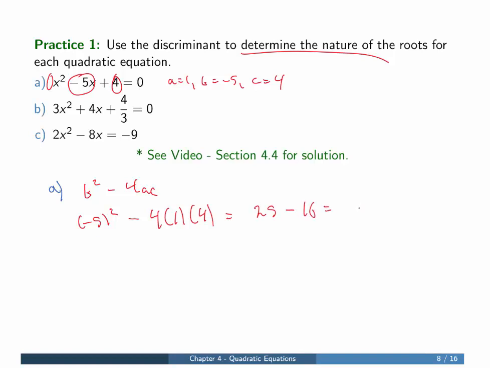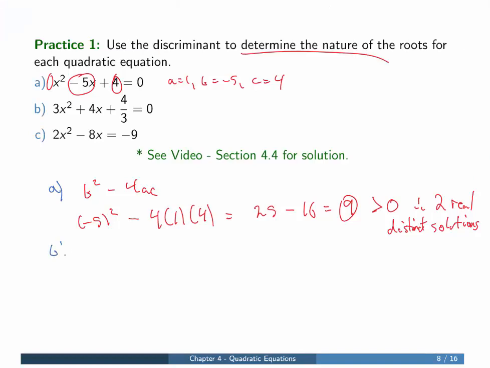At this point, I actually don't care what this comes out to be. It's very easy to do in my head as 9, but if it's really large values, you could just say positive number. It really makes no difference, because this is positive, this is greater than 0. Therefore, there are 2 real distinct solutions.